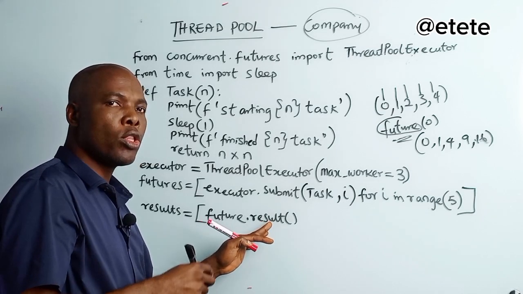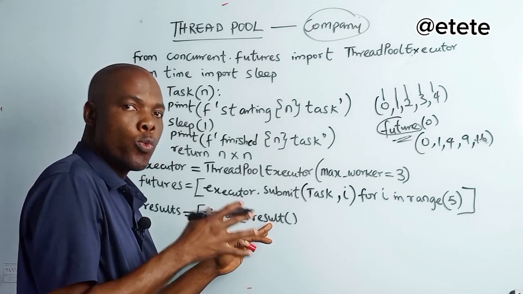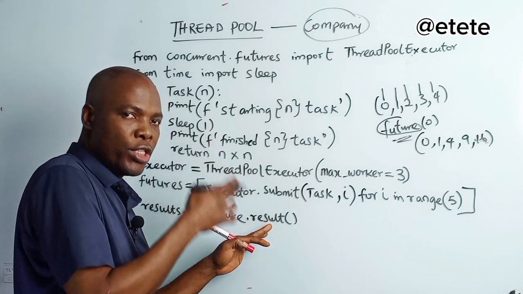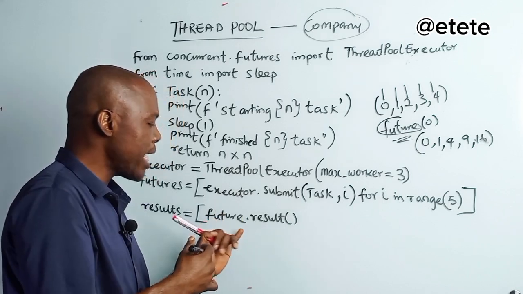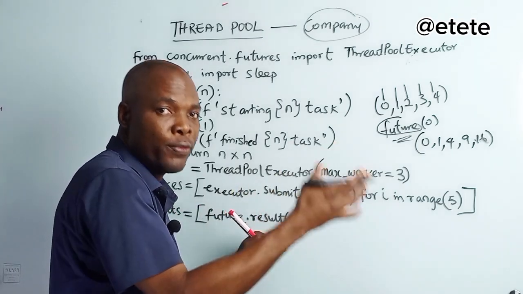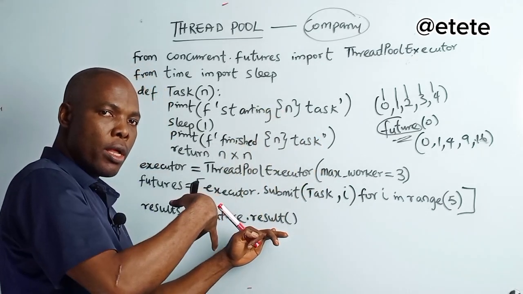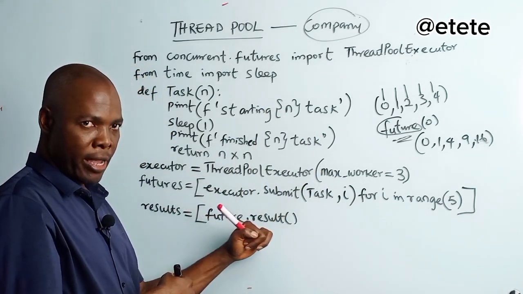So this result method will wait. This result method will wait for the task to finish. So the thread will finish the task and then store it inside this future object. This result method will wait for the task to finish the job and then store the output inside this future. Then it will put it here.